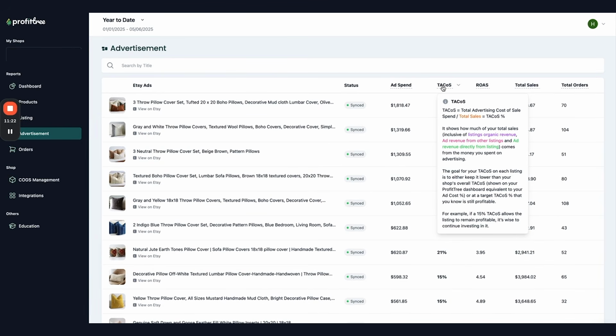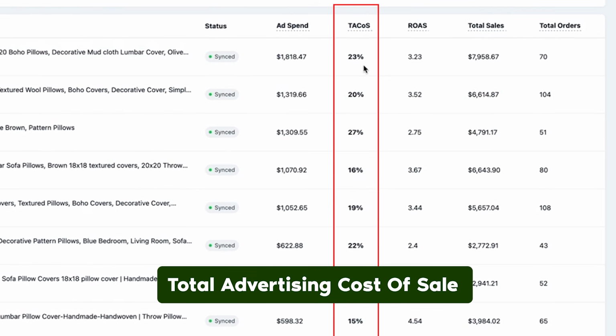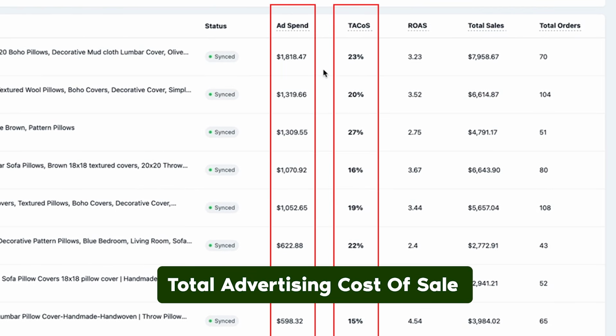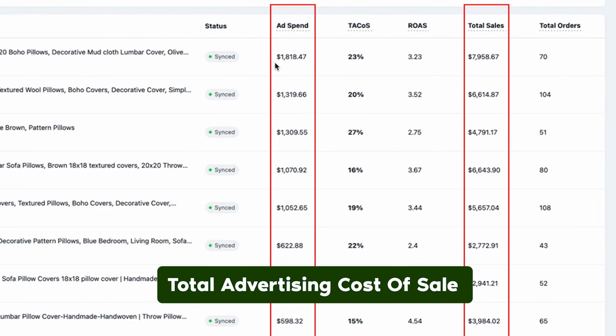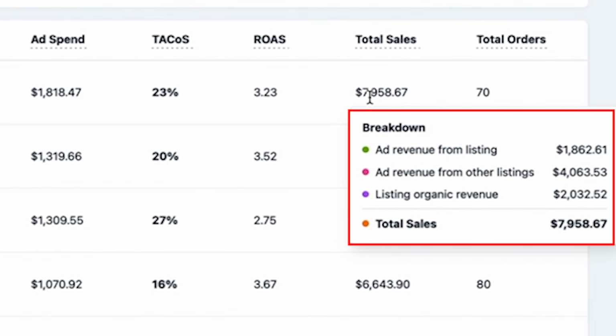Inside of the advertisement report, you have a column here called TACoS. TACoS is the total advertising cost of sale. And this is looking at what the ad spent versus the total revenue of what came out of that listing. This revenue bucket is the total amount of money that came out of that listing from all of the clicks, whether they clicked on the ad and purchased directly on the ad, clicked on the listing organically and purchased organically, or they clicked on the listing from an ad and purchased something else in their shop. And this is an accurate depiction of the revenue that came from that listing. And all of those sales wouldn't have happened if they weren't running ads.